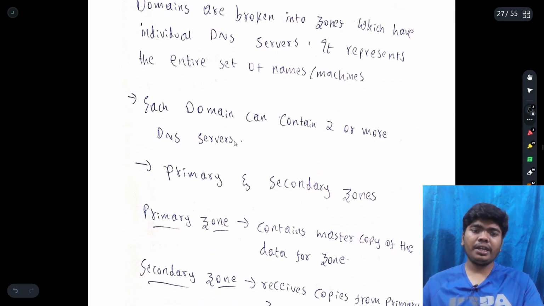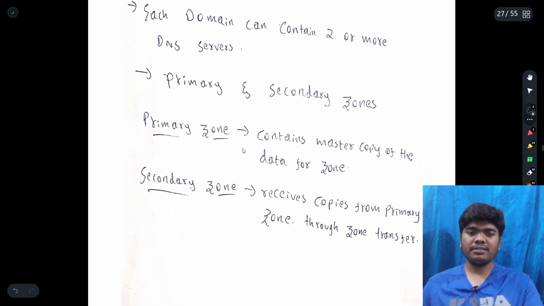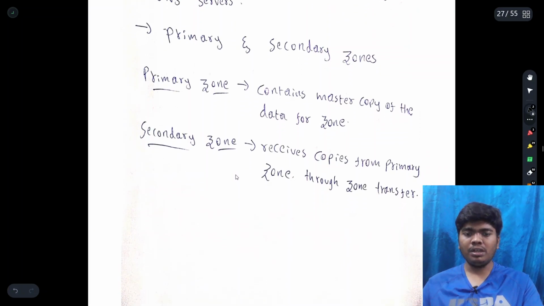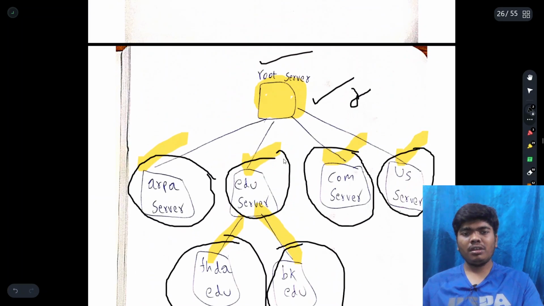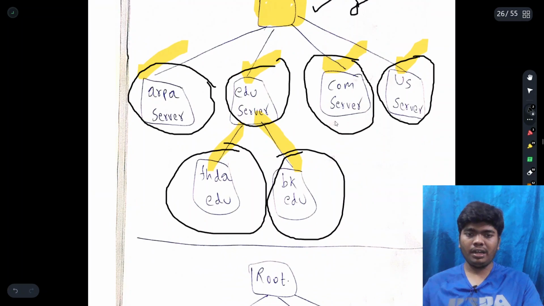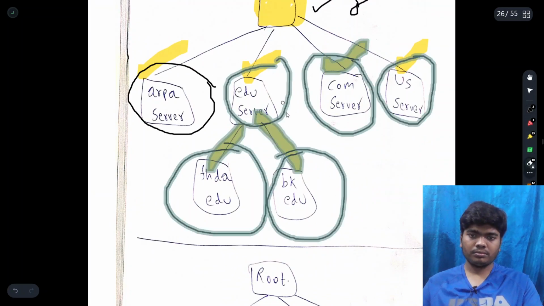Each domain can contain 2 or more DNS servers, primary and secondary zones. The primary zone contains the master copy of the data for the zone. The secondary zone receives copies from the primary zone through zone transfer. So here we can just consider, like, from this edu server, one second.